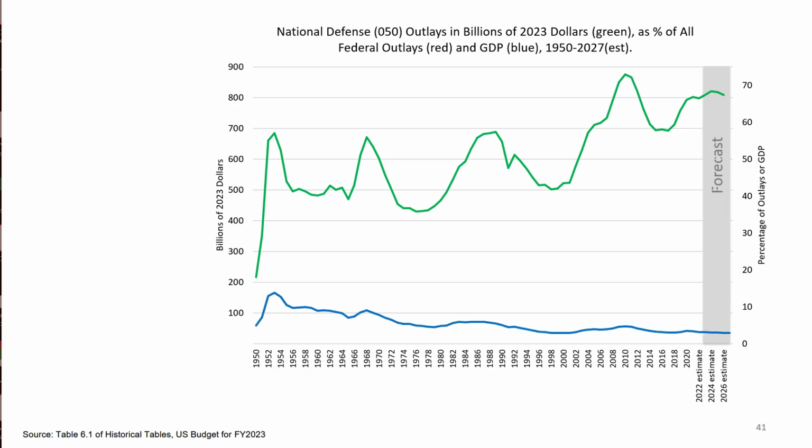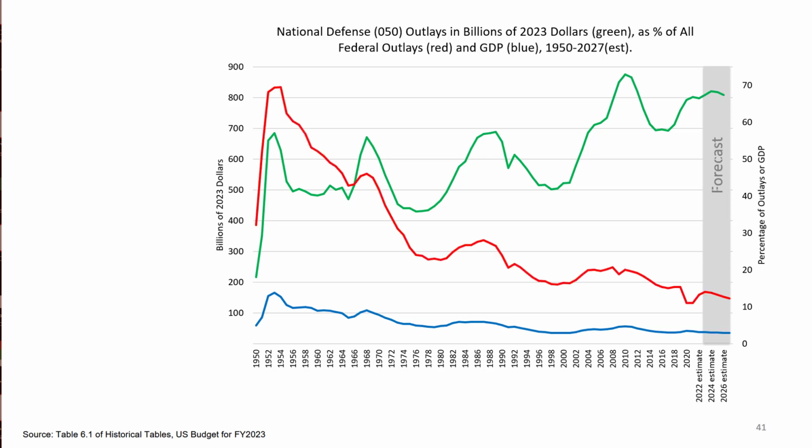The blue line is defense spending as a percent of GDP. You could think of that as what share of the nation's economic output is devoted to protecting that economic output. And we see that that amount has gone from about 15% during the Korean War down to about 4% today.